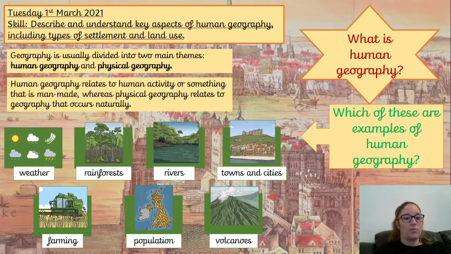So which of these examples do you think are human geography? So you've got weather, rainforests, rivers, towns and cities, farming, population and volcanoes. So if human geography relates to human activity or something that is man-made, which of those represent human geography? Okay, so the three are towns and cities, farming and population. Weather, rainforests, rivers and volcanoes are all natural, so they're all physical geography. So towns, cities, farming and population are human geography.